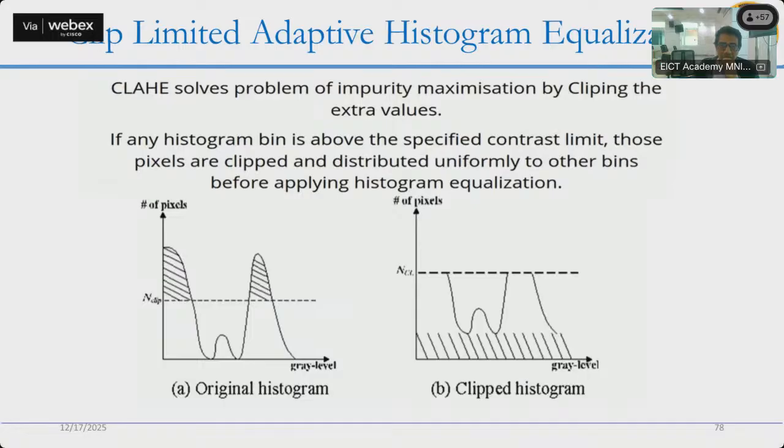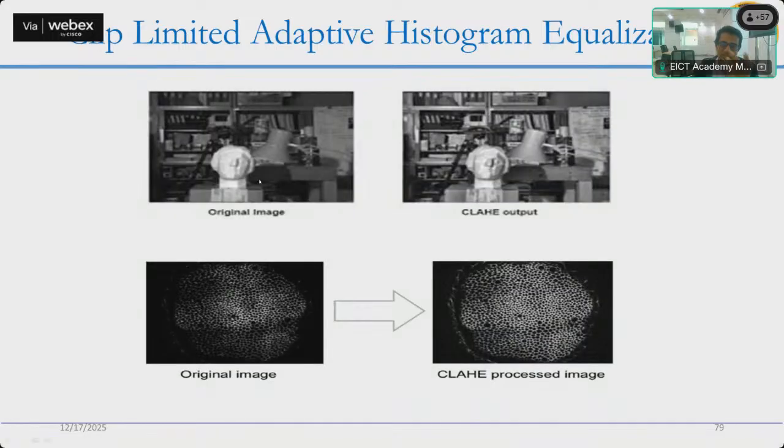Now we take this example. The best way to see the new improved technique is where your original technique has failed, and then you apply it. There you can see the original image and the CLAHE output. Now you can see that the sculpture and all the information is much better available. Any question in this CLAHE part?